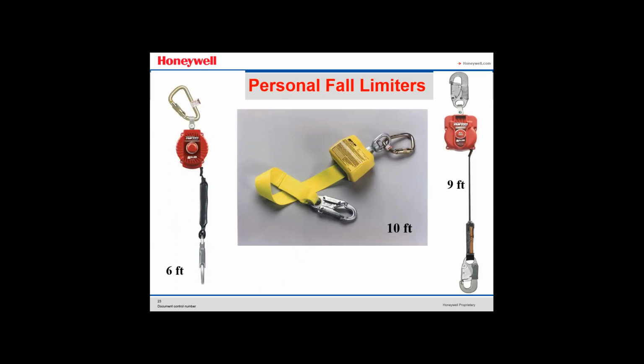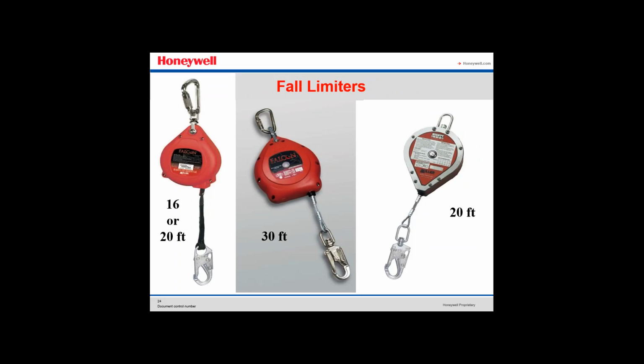So a good assortment. The one on the left is a 6-footer. I've got the 10-foot, I call that the seat belt retractable unit. And then you've got a 9-foot unit. They come in different lengths, 16 and 20, 30, or 20, 50, 60, but the only way you're going to know is to look at the tag. Understand, it doesn't matter how far up my SRL is above me, it's going to operate just as I said. If I fall, it's got to lock up within 2 feet and decelerate no more than 2.5 feet.